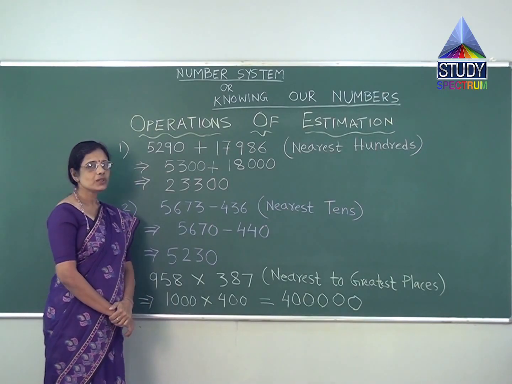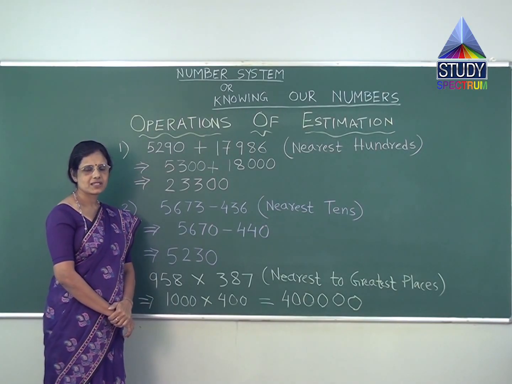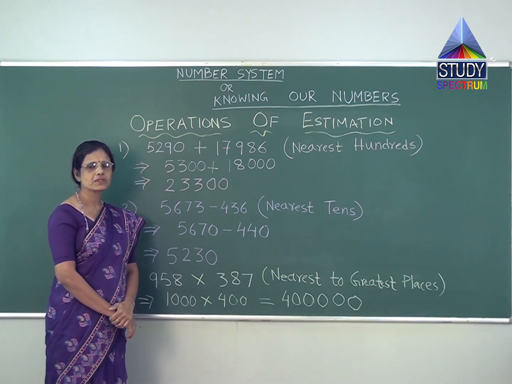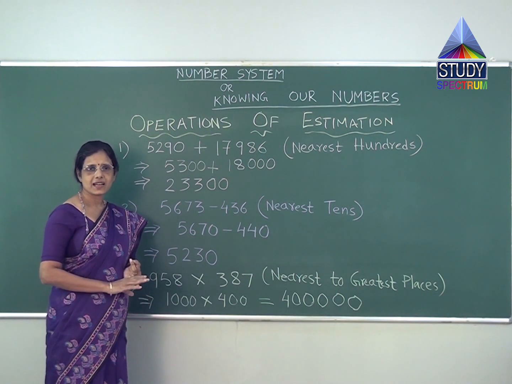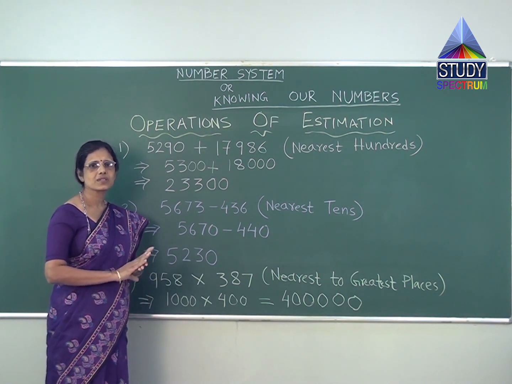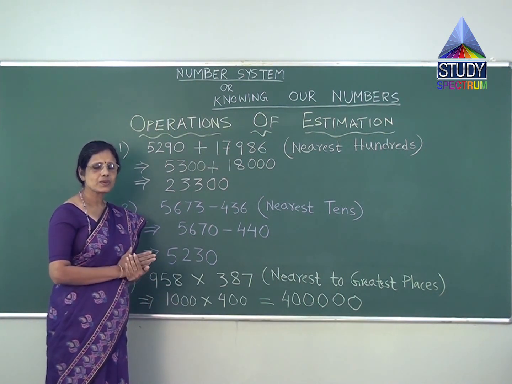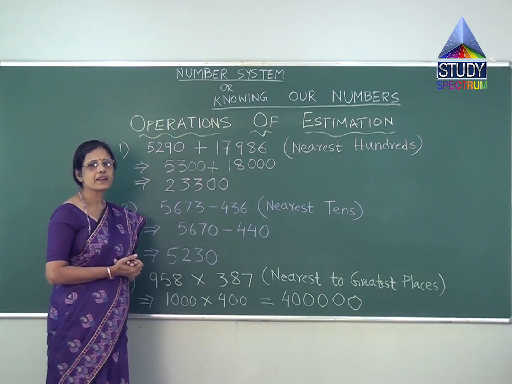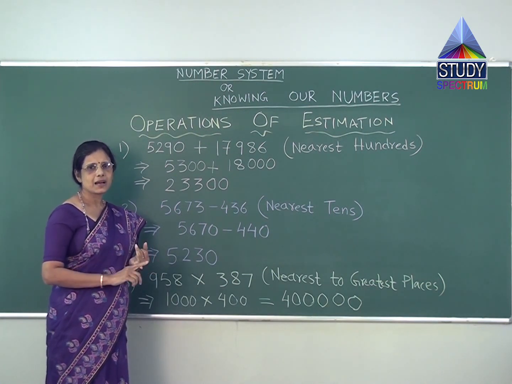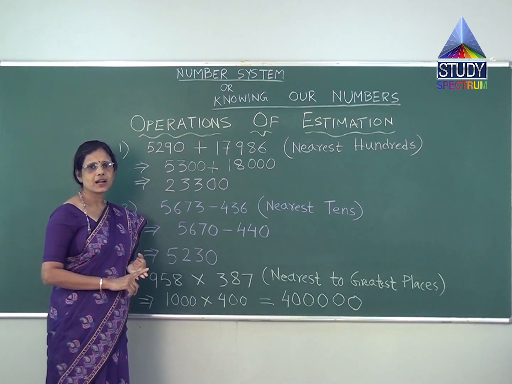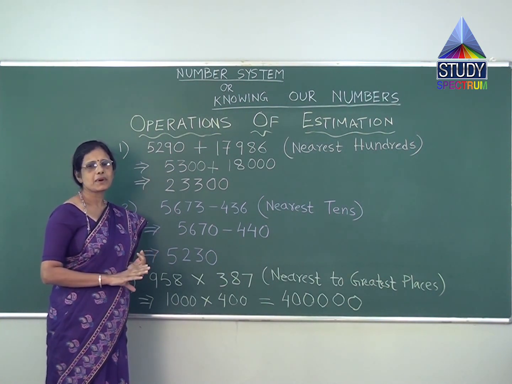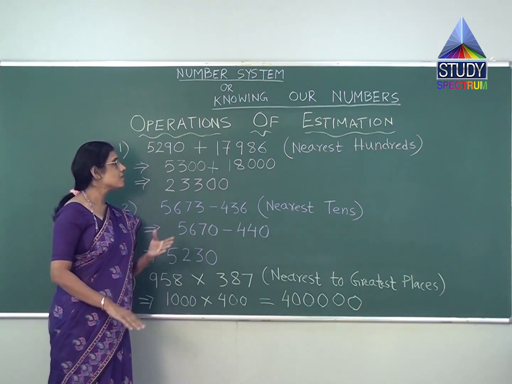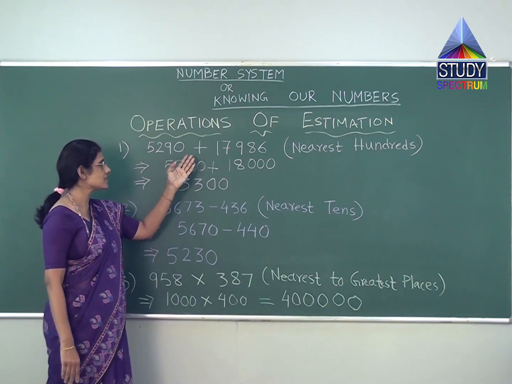Now I will do the operations of estimations. Till now I have talked about the estimation which is nearest tens, nearest hundreds, nearest thousand, nearest 10,000, lakhs, 10 lakhs. By this way you can do the operation. Operation of whole numbers means sum, difference, product and quotient. Means addition, subtraction, multiplication and division. First see how to do the addition, the sum.